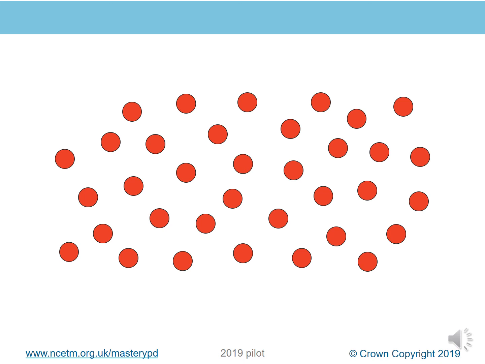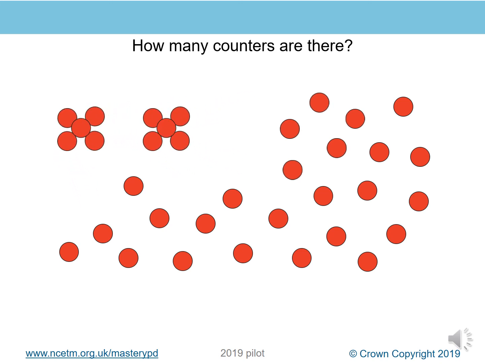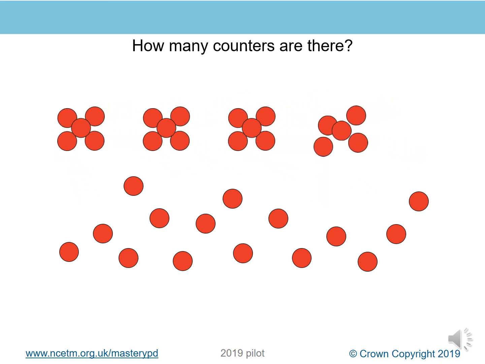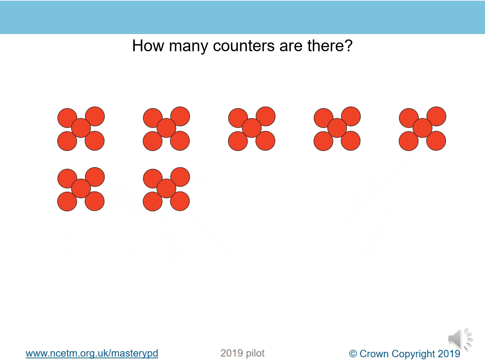Okay, bit of a trickier one this time again. Isn't it easy when they're grouped together? How many counters do you think there are? Have a quick think, have a quick guess. Remember, we're counting in groups of 5. Let's have a look. 5, 10, 15, 20, 25, 30, 35. Wonder who got that one right.